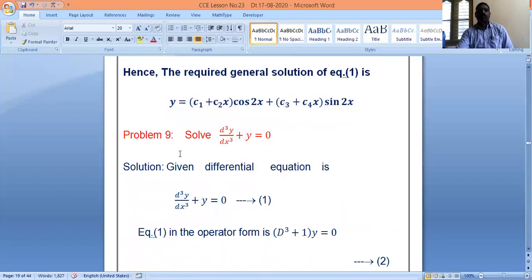Now, problem 9. Solve d cube y by dx cube plus y is equal to 0.